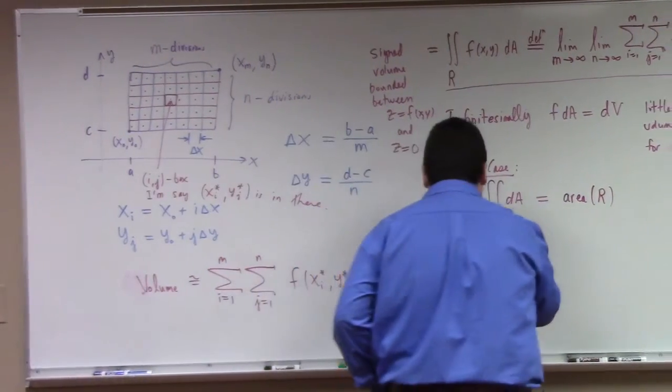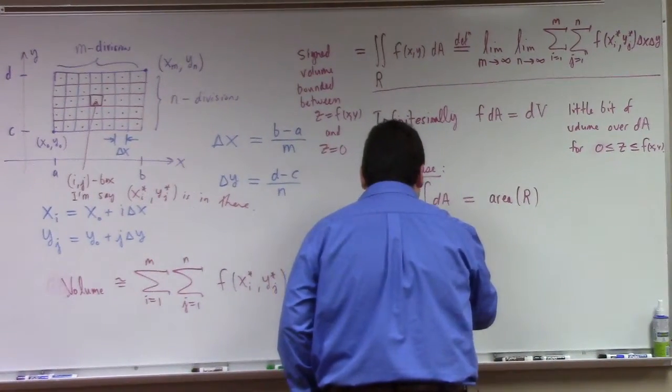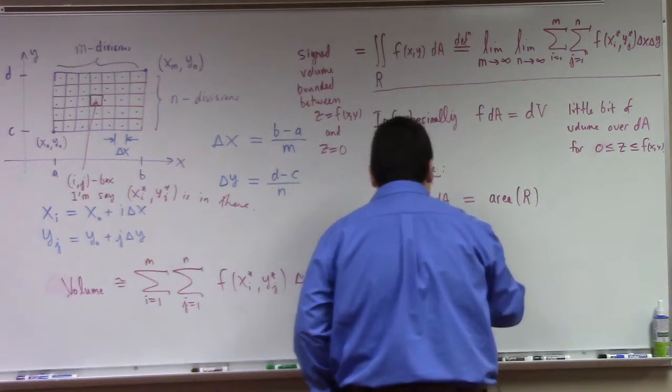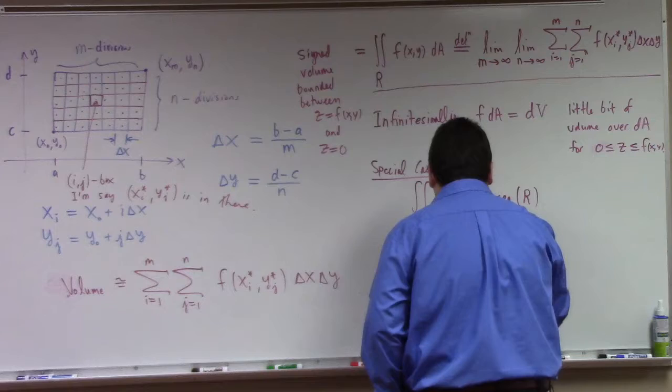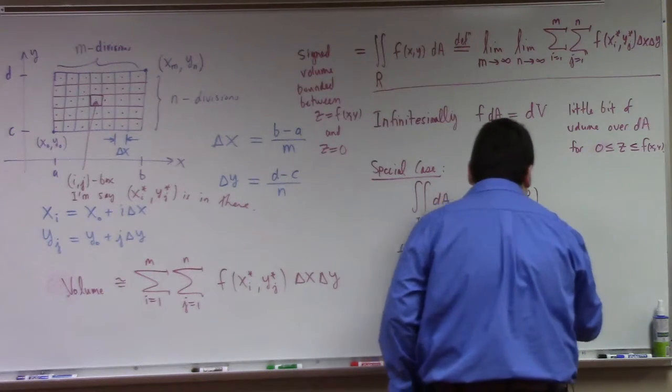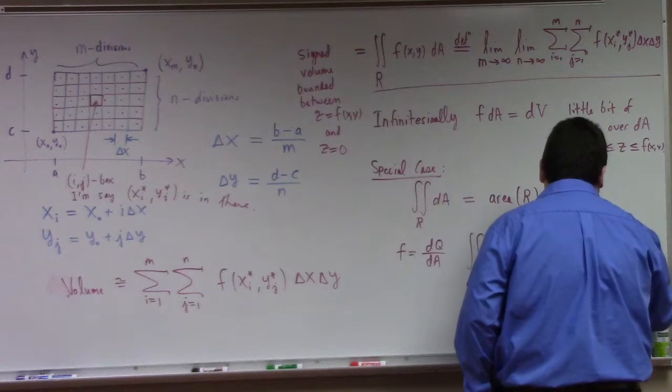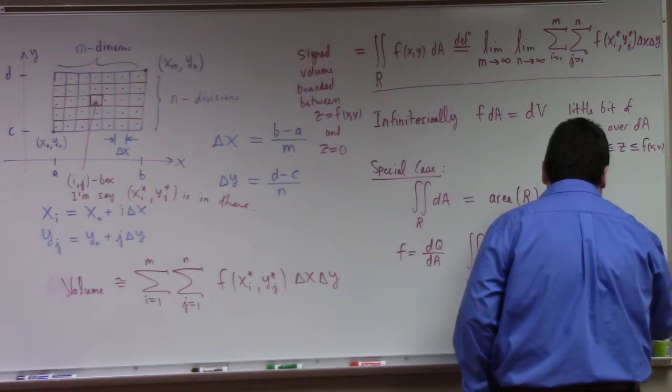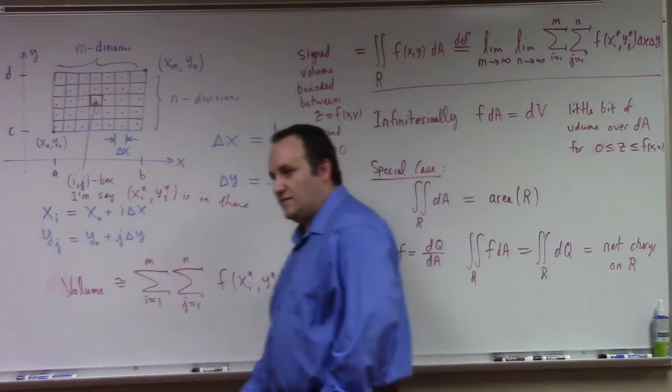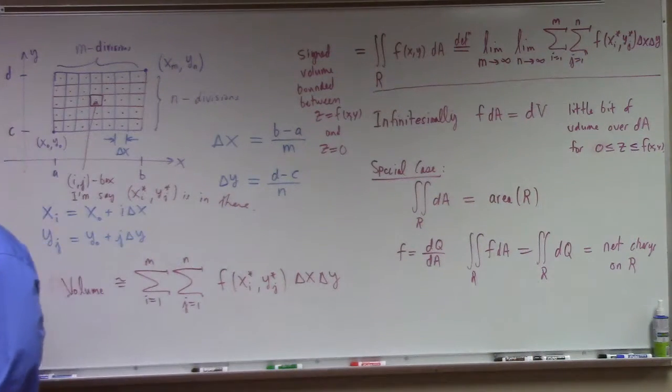Likewise, if F was equal to dq dA, then the integral of F dA over R is actually the integral over R of dq. So that would be the net charge on R, if F had the interpretation of being charge per unit area. So you could talk about charge per unit area, or more generally, charge per unit volume. You could talk about charge per unit length for a line. All of these things are covered in Physics 232, right? Well, we may not have experienced that yet, but they're in there.